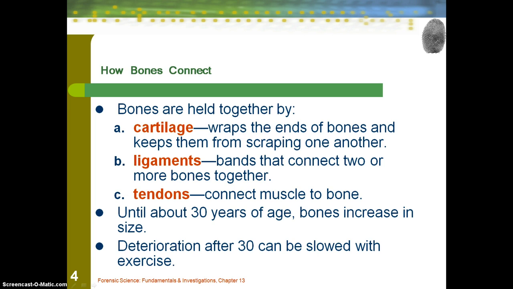You must know the difference between ligaments and tendons: ligaments connect bones together, and tendons connect muscle and bones together. Until about 30 years of age, bones increase in size, and deterioration after 30 can be slowed with exercise.